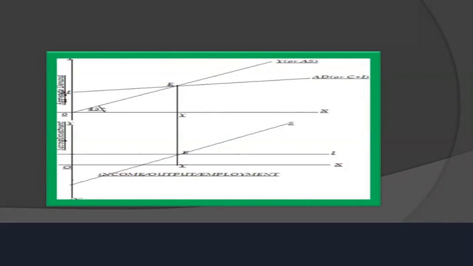Now here we will explain this condition. If planned saving is more than planned investment, after point E, it means that the households are not consuming as much as the firms expect. As a result, the inventory rises above the desired level.